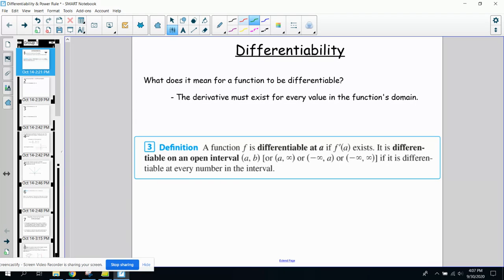A definition that we have written here is that a function f is differentiable at a, so at a particular point, if f prime of a exists. So if the derivative at a exists. It's differentiable on an open interval if it is differentiable at every number within the interval.